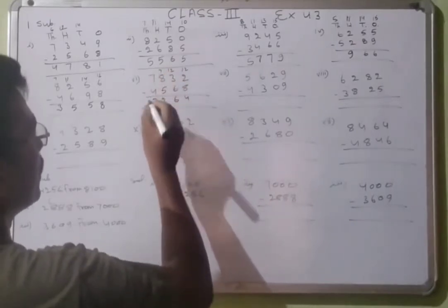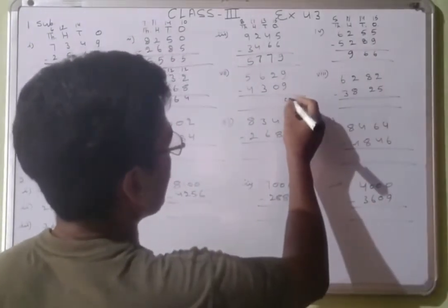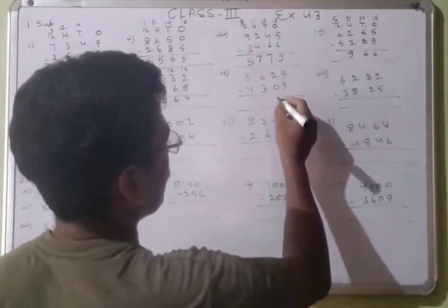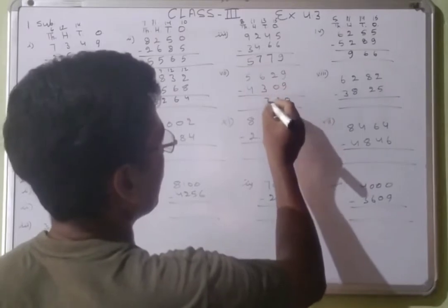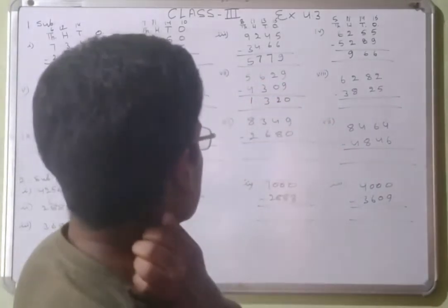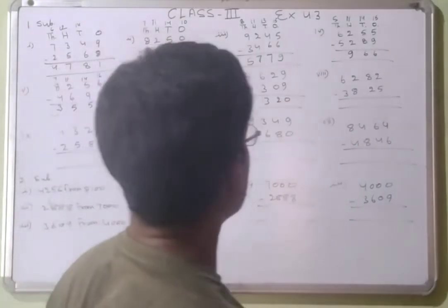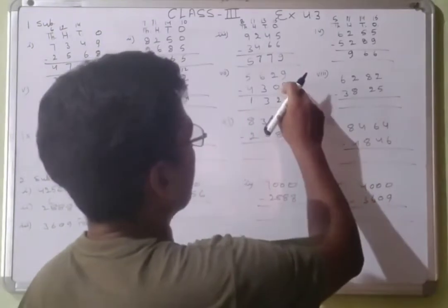7 less 4, 3. This one. 9 less 9, 0. 2 less 0, 2. 6 less 3, 3. 5 less 4, 1. No need to carry here because all of these are greater than this line.